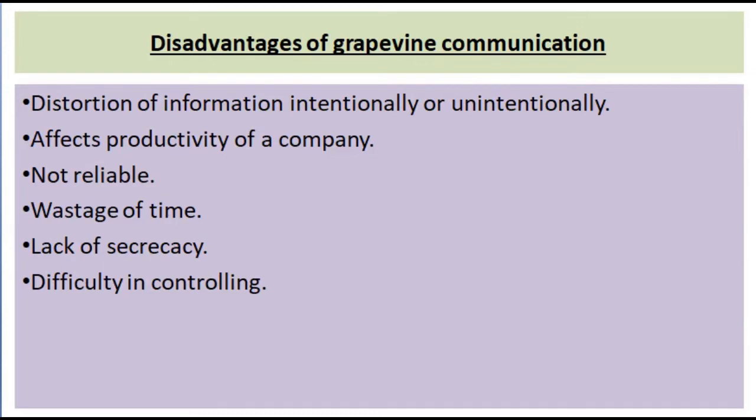The next one is that it affects the productivity of a company, right? It is very understandable that if we are misusing the channel of grapevine communication, and excessively passing misleading information through the mediums of grapevine communication, then definitely it is going to affect the productivity of a company. Let's take an example. As we know, grapevine communication is quite flexible in nature. It gives us the opportunity and the flexibility to communicate with each and every one without having any kind of hierarchy.